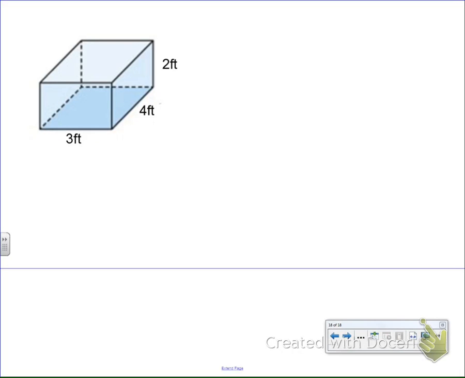Okay, I want to take a second and talk real quickly about surface area on a rectangular prism. We're going to start out with our surface area formula, and that's 2 times the area of the base plus the perimeter of the base times the height.